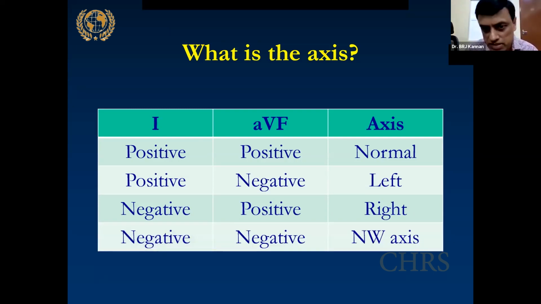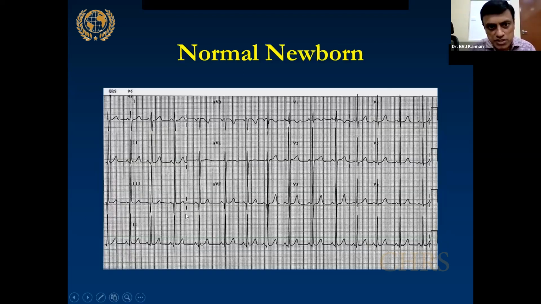Now, this has some importance in analyzing structural disease also, in addition to its role in arrhythmias. This is the normal newborn. What are the things we see? We see a right axis deviation, see that AVF is positive, and we see RV dominance. This is the usual normal ECG of a normal newborn.